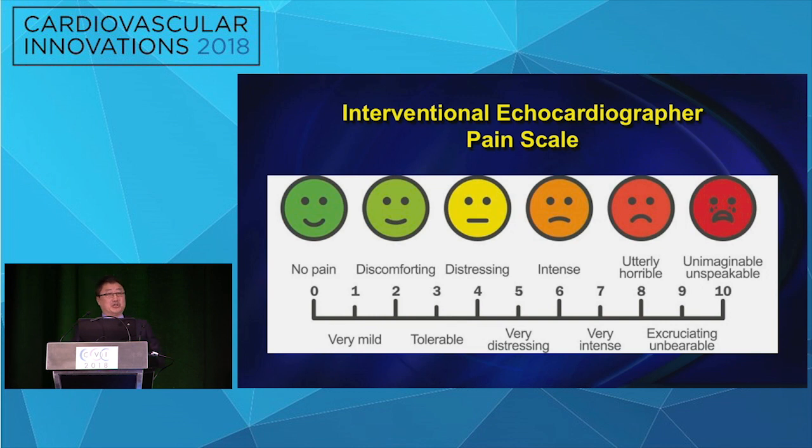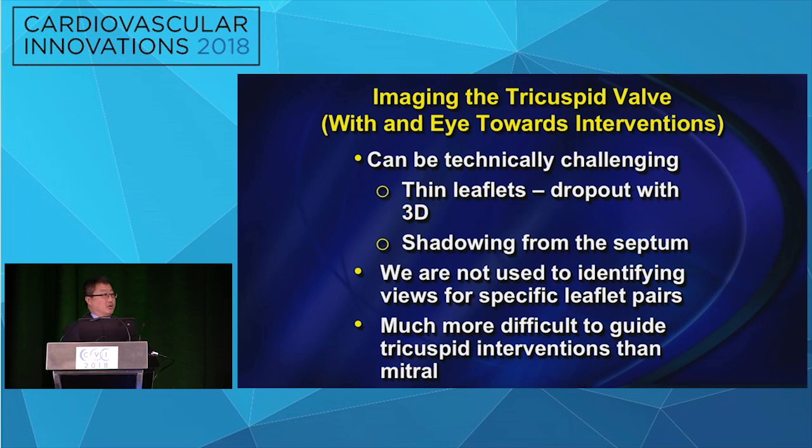And so hopefully, with some knowledge and some pattern recognition under your belts, if you start doing this, we can keep you from going in the red. So this is going to continue on from that excellent anatomy talk: specific echo imaging for the tricuspid valve with an eye towards intervention. As mentioned before, it can be very technically challenging, and that adds to the stress.